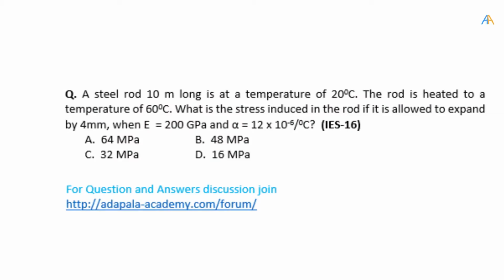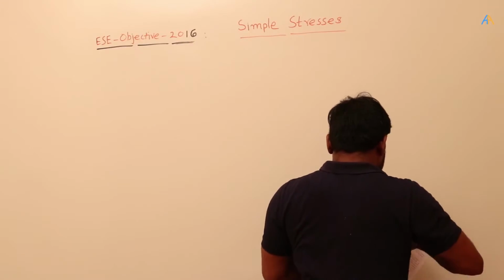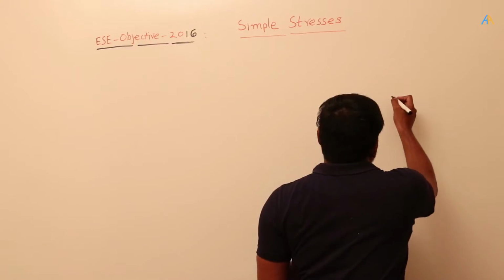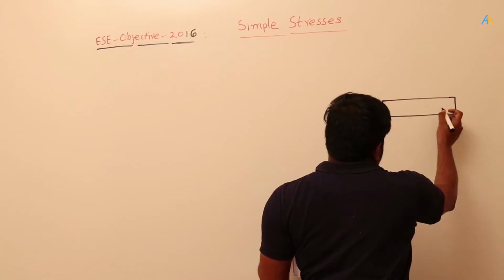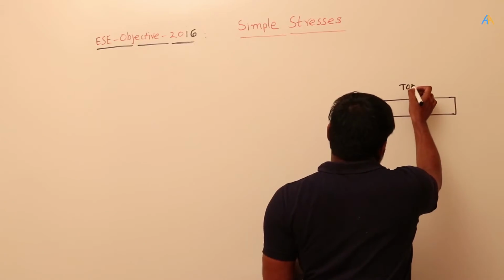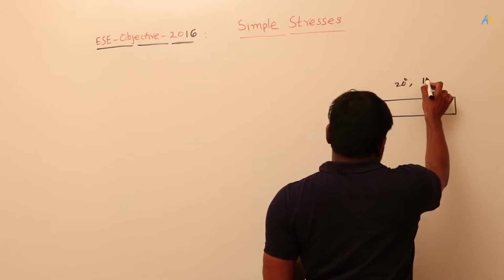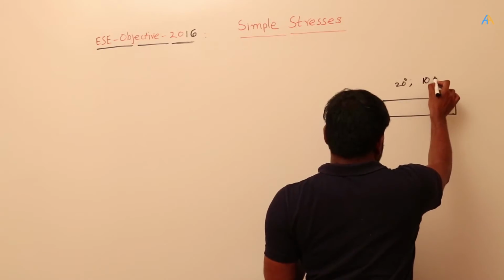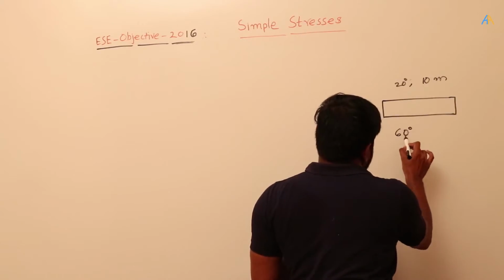What is the stress induced in the rod if it is allowed to expand by 4 mm, and E and alpha values are given. Okay, so here, see, there is a rod. Initially I have taken a rod like this. So the initial temperature is 20 degrees centigrade, and it is 10 meter long. Okay, and after that I made it 60 degrees centigrade.